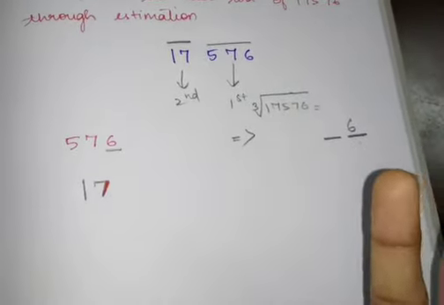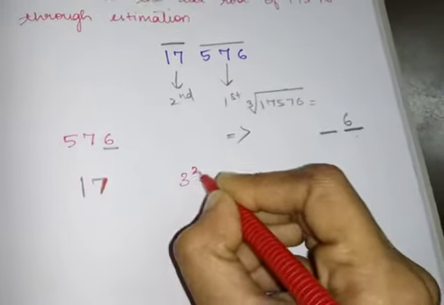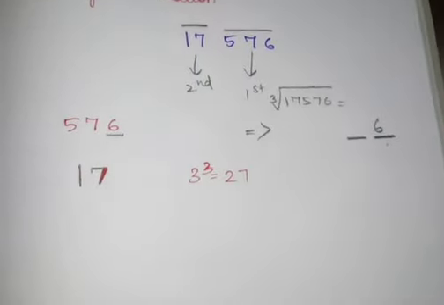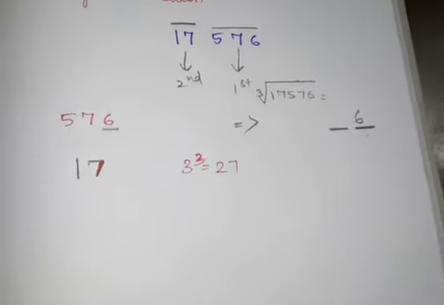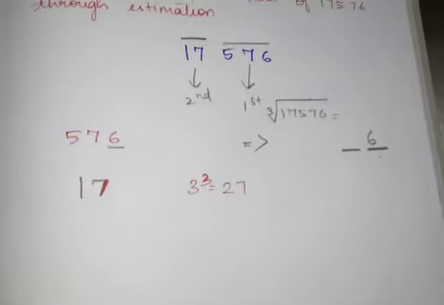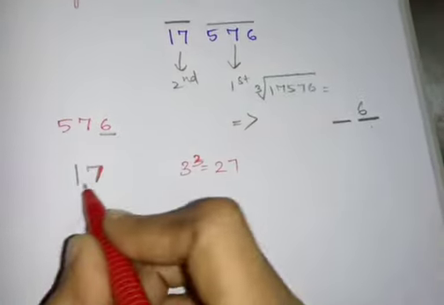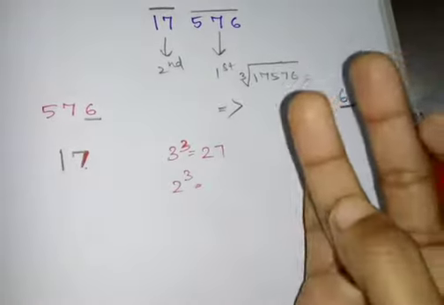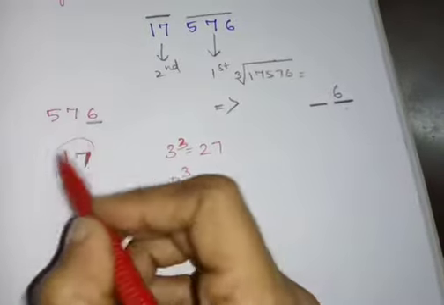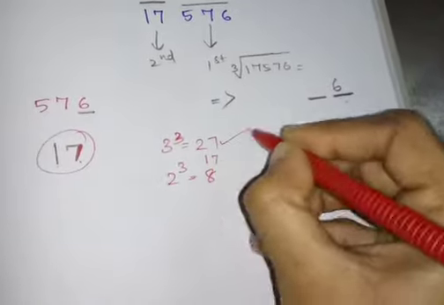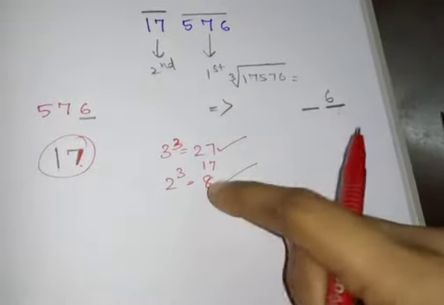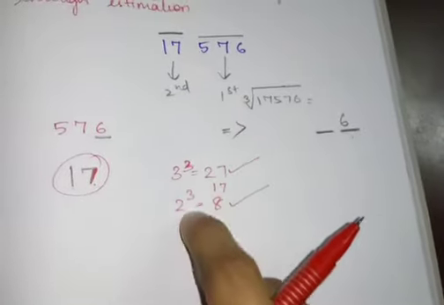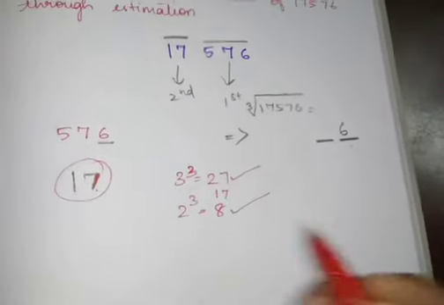Okay. 3 cube, what is the answer? 3 3s are 9, 9 3s are 27. So what is the 3 cube? The answer is 3 3s are 9, 9 3s are 27. Yes, that you know. Okay, next, 17 is actually less than 27. So we will try with 2 cube. 2 2s are 4, 4 2s are 8. So 17 lies between 27 and 8, correct? In between it is there. So in the 3 cube and 2 cube, which is smaller? 2 cube is smaller, correct?